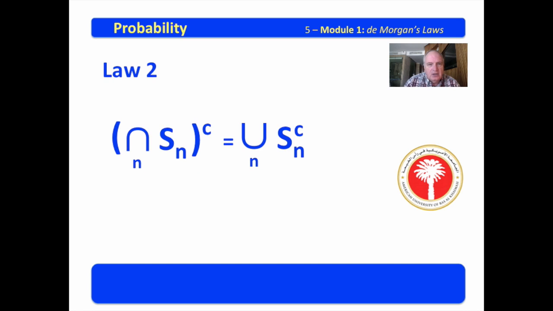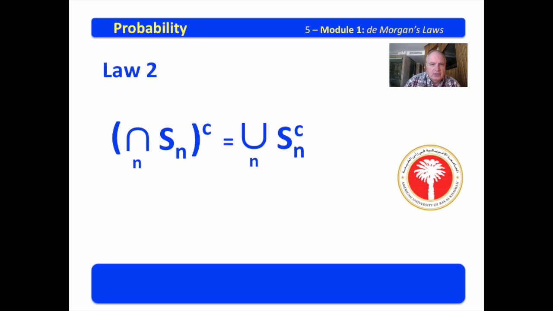Let's look at this in Law 2. Law 2 is very similar, and De Morgan said that the complement of an intersection is the union of the complements of the series. So the complement of an intersection is the union of the complements.